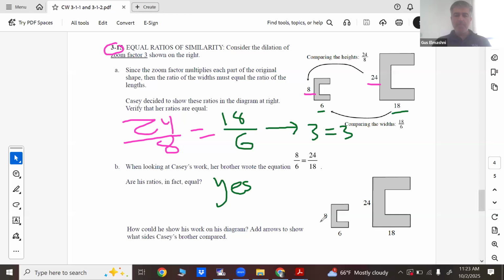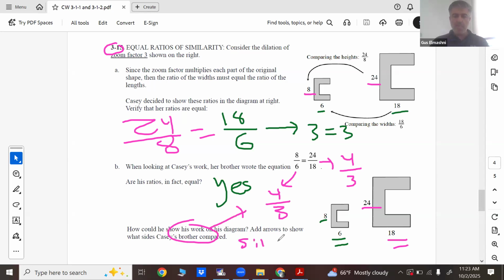So you can also compare this to this, that to that. So you compare small to big. It's still a true statement because that becomes 4/3. And guess what? That is also 4/3. So they're the same. So that's how you can show the work. How can you show the work? Simplify each fraction. That's how you can show your work.